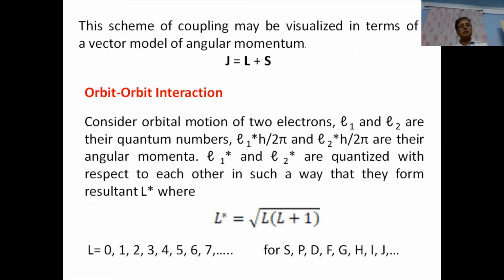So in sequence, let us first of all understand what the orbit-orbit interaction is and how it gives a capital L result. Consider the orbital motion of two electrons, with quantum numbers L1 and L2, and angular momenta L1 star h by 2 pi and L2 star h by 2 pi. L1 star and L2 star are quantized with respect to each other in such a way that they form a resultant L star, and L star is given by L star is equal to square root of L into L plus 1. Now here, capital L will take values 0, 1, 2, 3, 4, 5, etc., and the corresponding spectral terms will be S, P, D, F, G, H, etc.